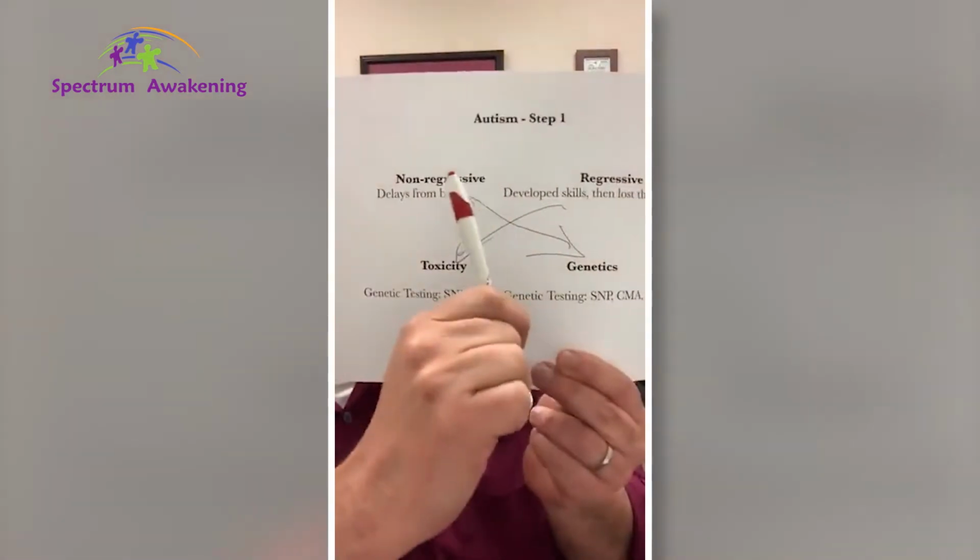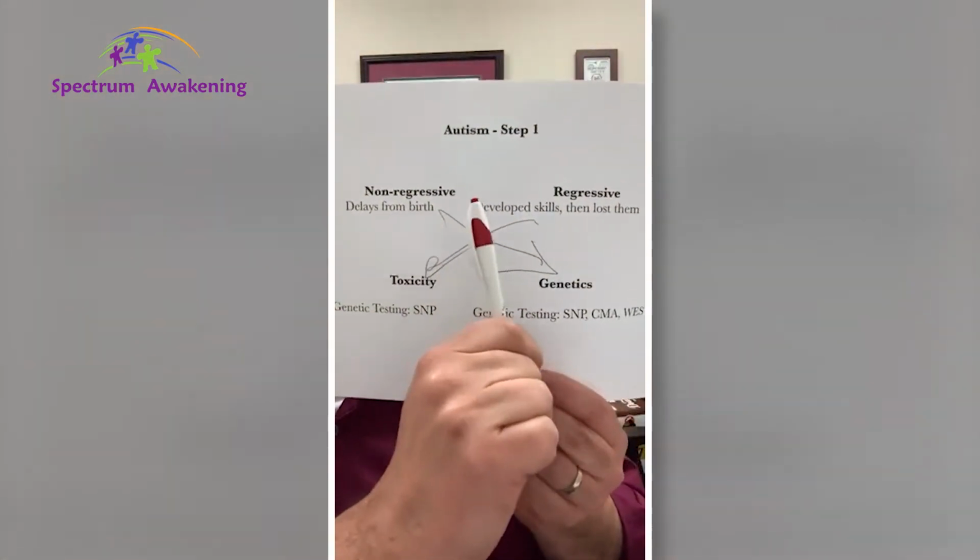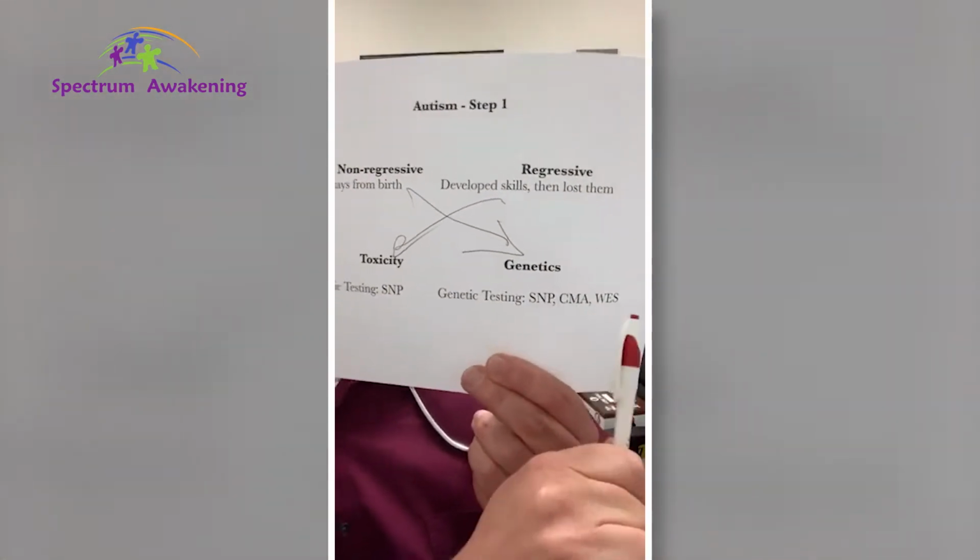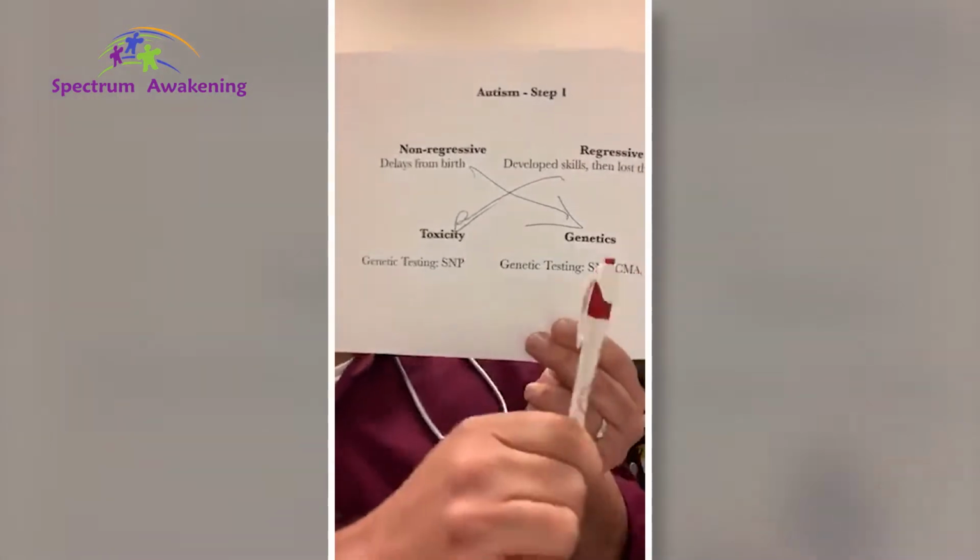A lot of people think, if my child has a genetic thing, I can't treat it. Many are treatable. So if you have a child you think did not regress, you think the delays were from birth, please get these two tests. You can ask your physicians. We have these tests on our website. Get those tests done, okay?